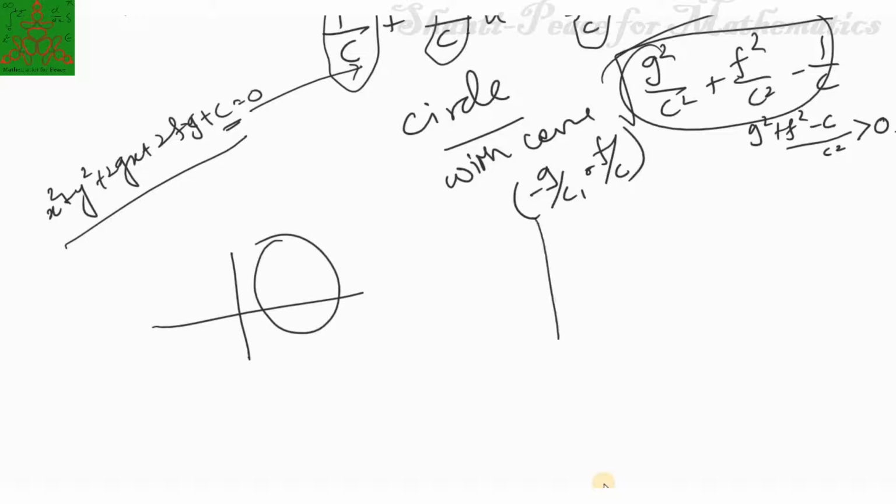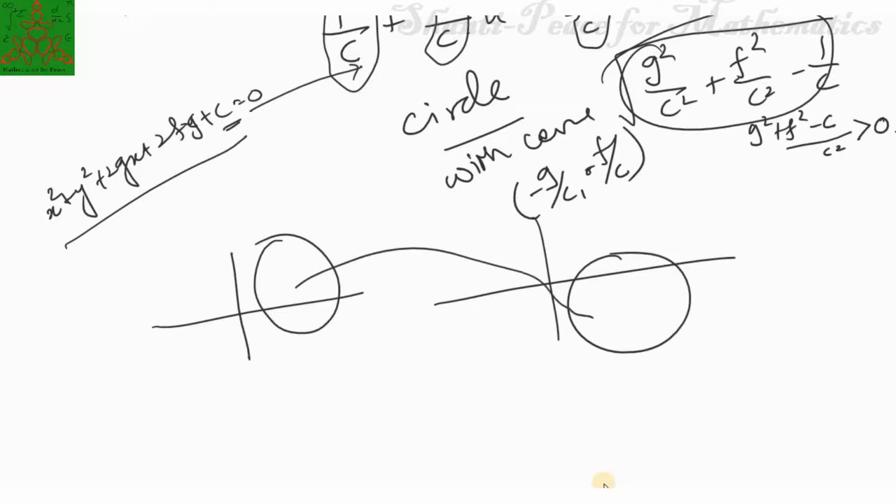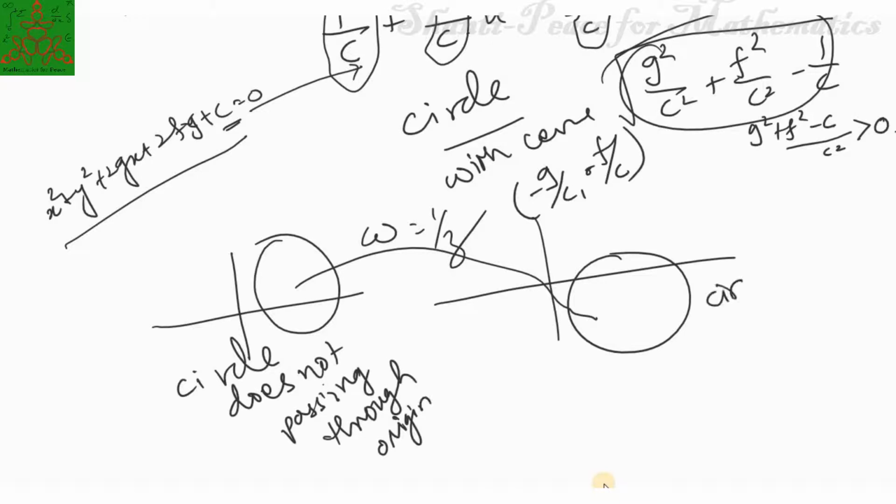The image of this circle is also a circle which is not passing through origin. So it may happen that your circle will be this. The image of this one is this, under this transformation w is equal to that. So what we can note is, under this transformation, a circle not passing through origin maps to a circle not passing through origin. That we can note.